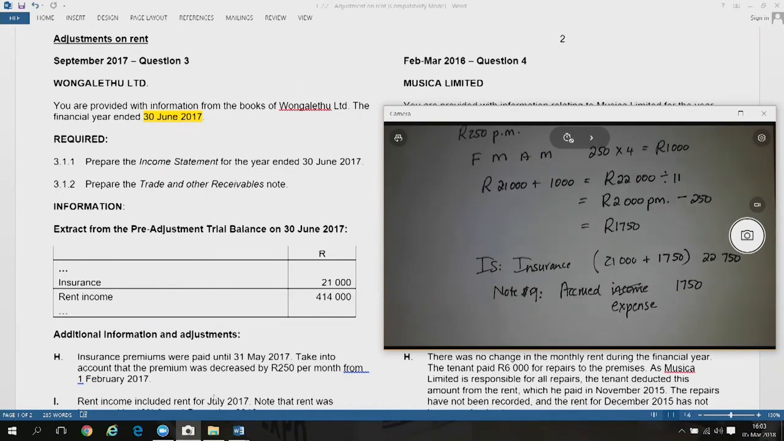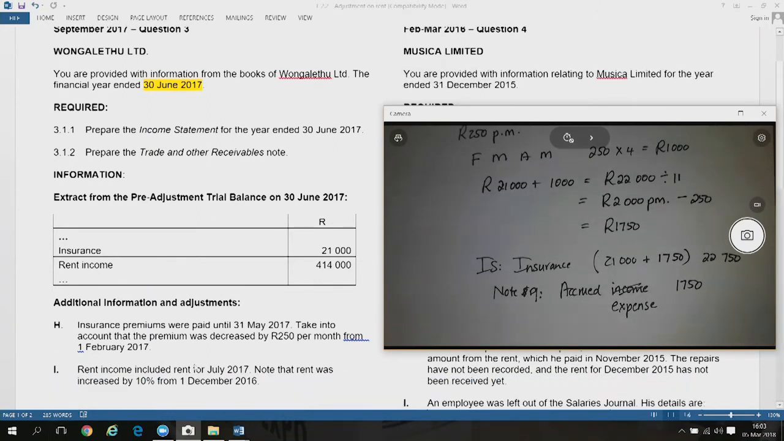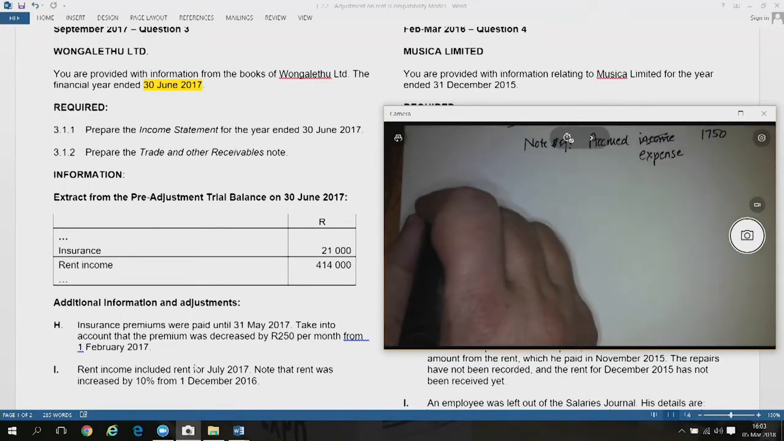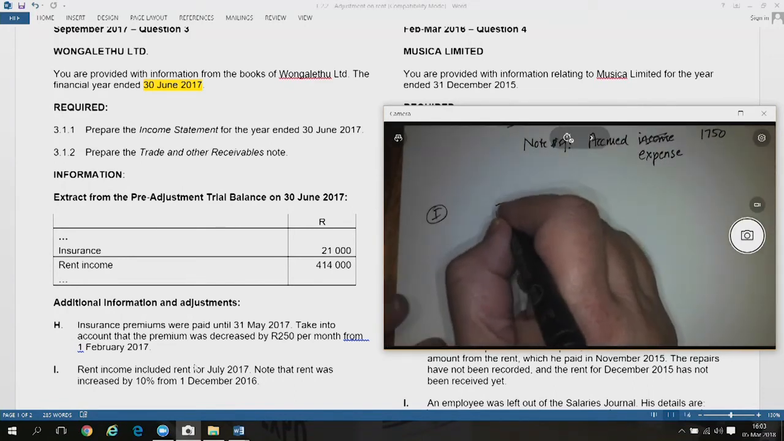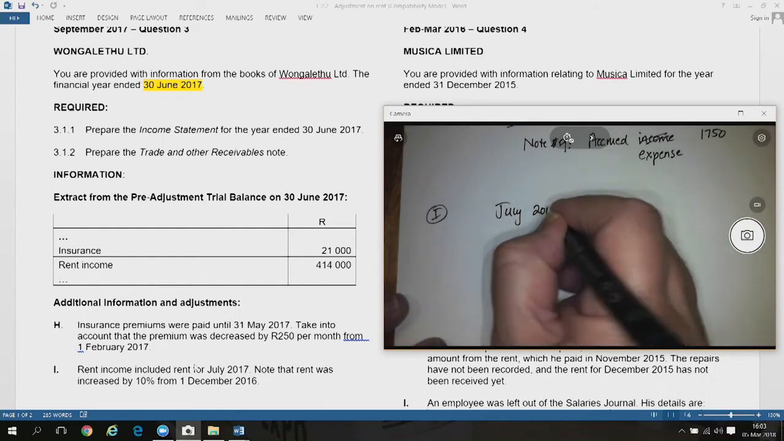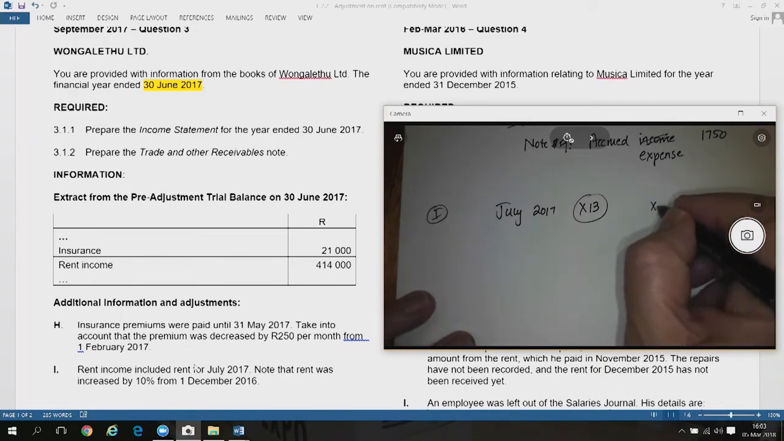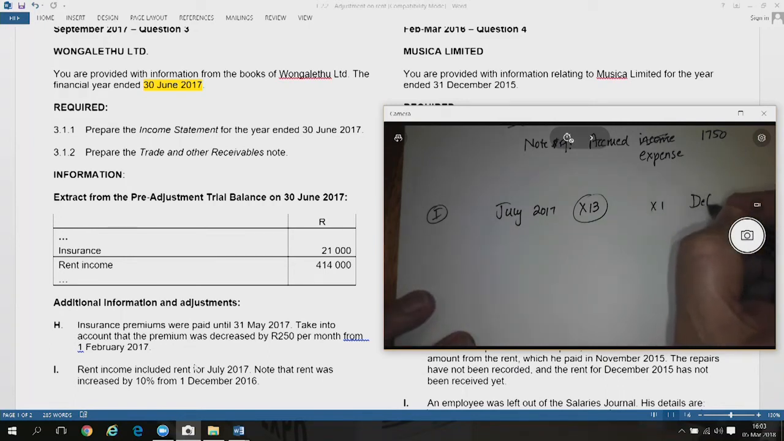Let's go to the rent income. The rent income included the rent for July 2017. So that gives us 13 months. And we are going to minus 1 month as deferred. Am I correct now? We received too much. Deferred income. 1 month as deferred income.